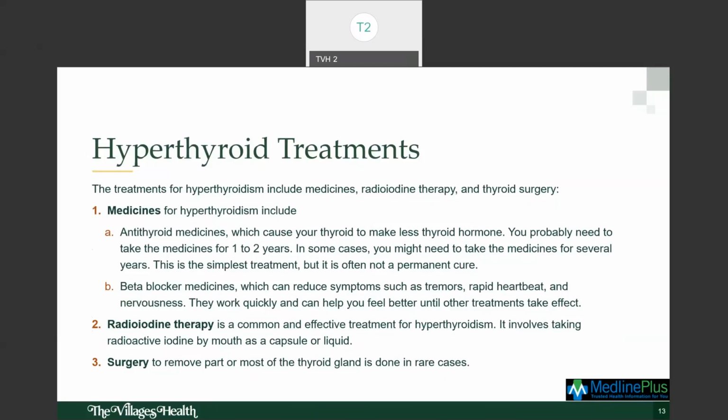Another treatment possibility for hyperthyroidism is radioiodine therapy. This is pretty common and generally very effective in treating hyperthyroidism.